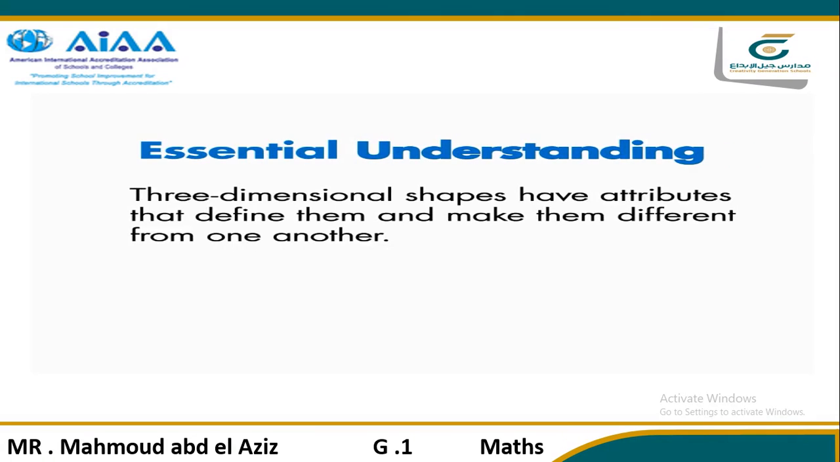The essential understanding for this lesson is that three-dimensional shapes have attributes that define them and make them different from one another. Previously, students defined two-dimensional shapes according to their attributes. In this lesson, students use attributes to identify and define solid shapes.